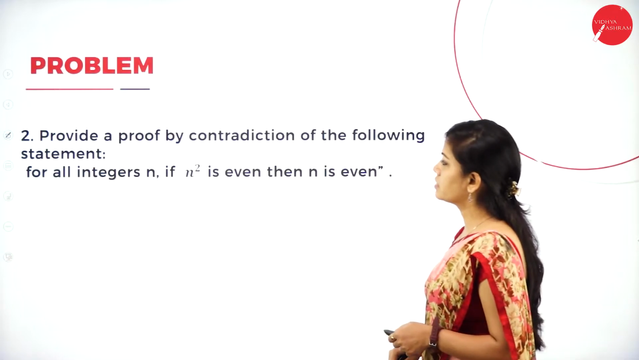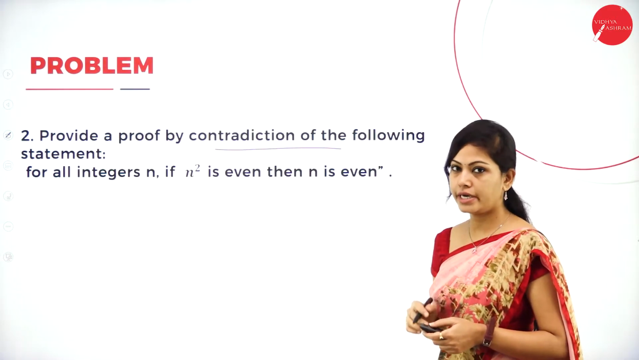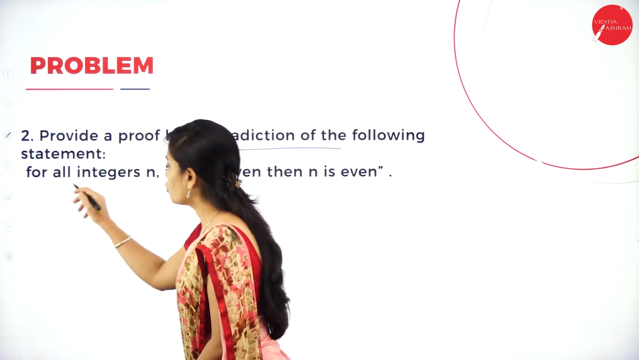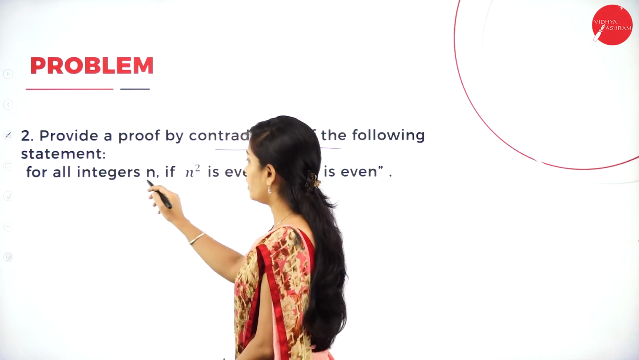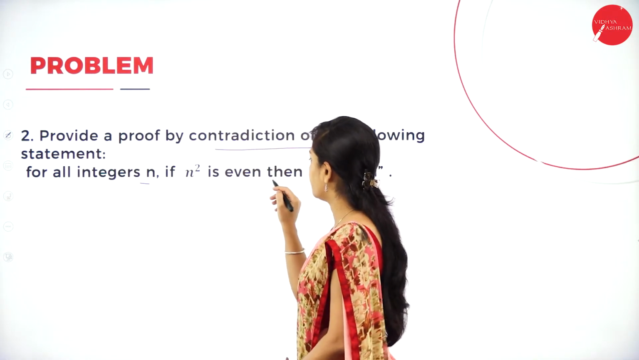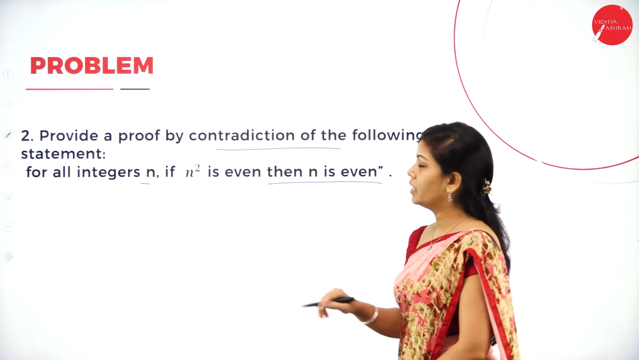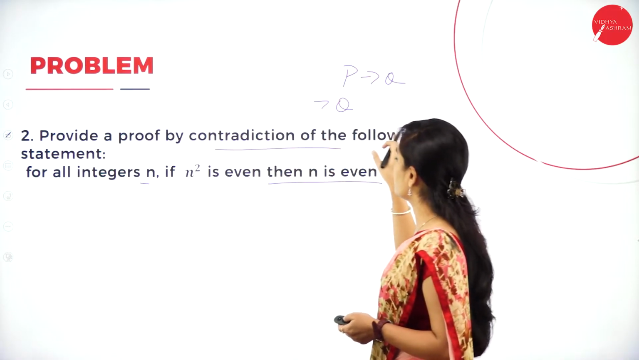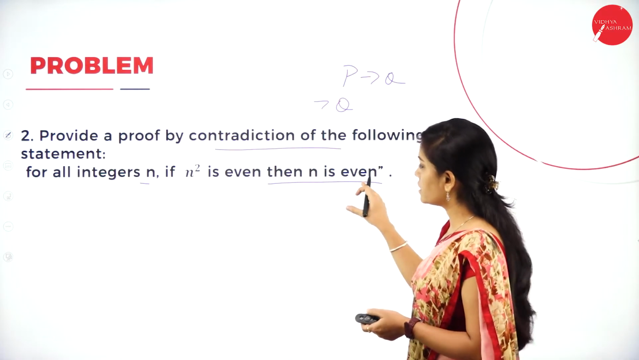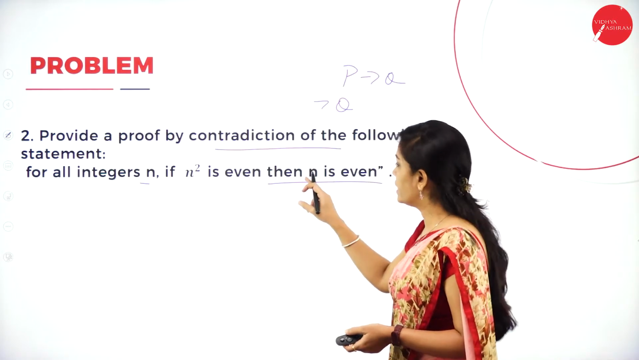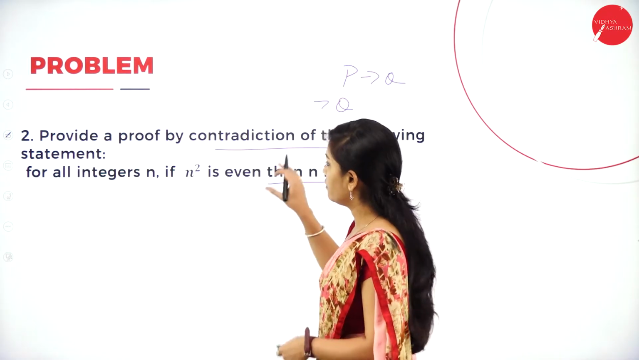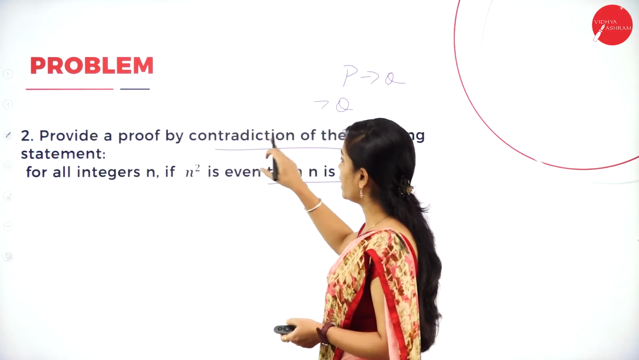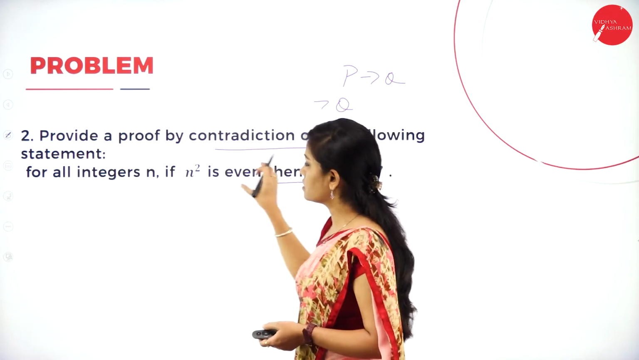And the next question is, provide a proof by contradiction of the following statement. So here we have one statement: for all integers n, if n square is even, then n is even. Here they have mentioned that we have to prove this by contradiction. Here I will prove this by contradiction because they have mentioned it has to be proved by contradiction. This is your given statement.